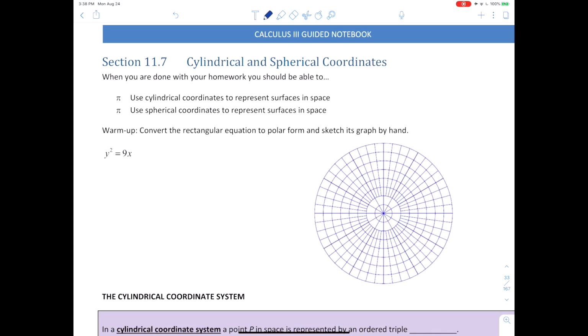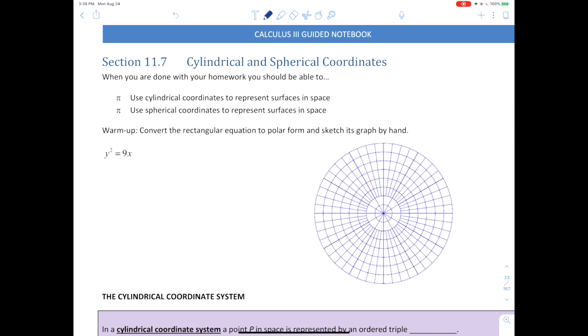These coordinates are really great. I know they have trig in them, so don't freak out, but they're really great for triple integrals that are a nightmare in rectangular coordinates and end up being much easier in these other coordinates. So that's kind of why you'll need them. So let's check it out.